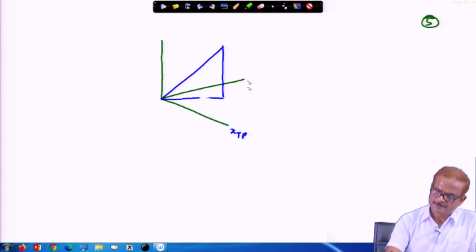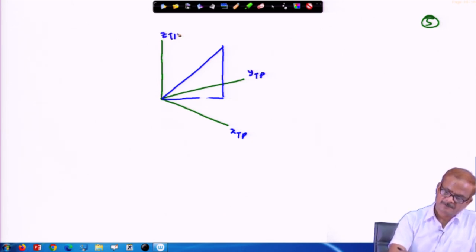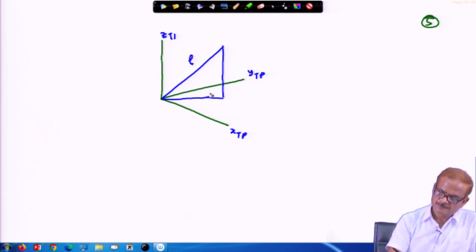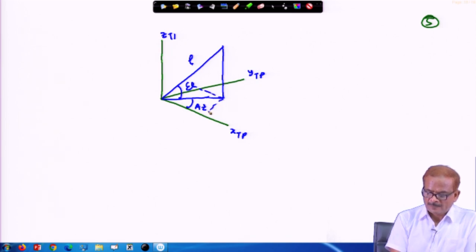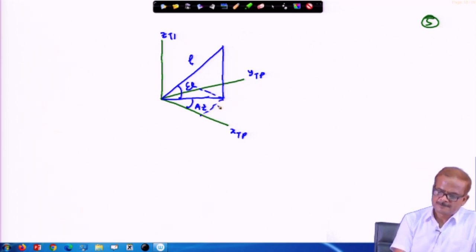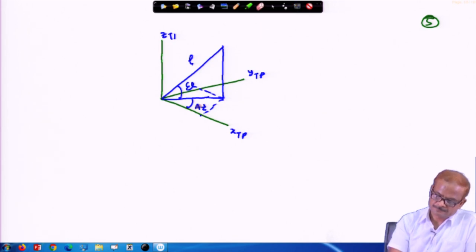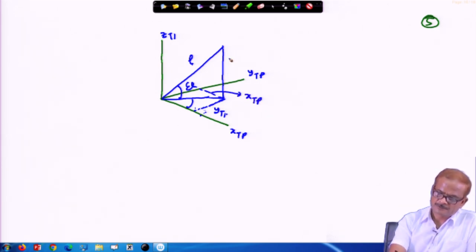This is x_tp, y_tp and z_tp. This is rho, this quantity from here to here. This angle is azimuth and this angle is elevation. And this is the corresponding coordinate which will be shown here. So, this coordinate will be y_tp, this coordinate will be x_tp, and this coordinate will be z_tp.